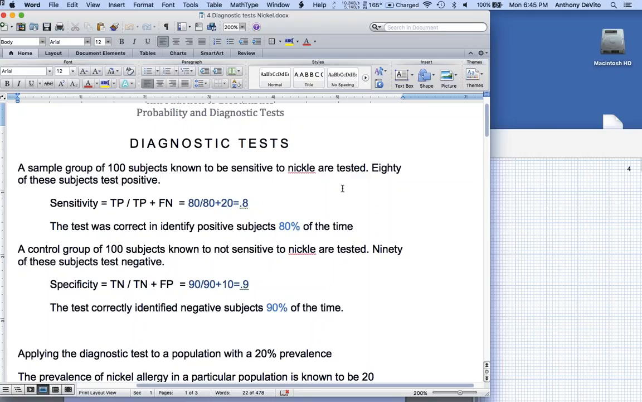Okay, so now let's say I take 100 people that are not allergic to nickel, right? 100 people that I know absolutely are not allergic to nickel, we did a challenge test and so forth, and I apply this new diagnostic test. And 90 of them I identify as negative, but 10% of them turn up positive. So I got it wrong 10% of the time, but I got it right 90% of the time. So 90% of the time I correctly identified with this test people who are not allergic, okay? 90% right at identifying people that are not allergic.